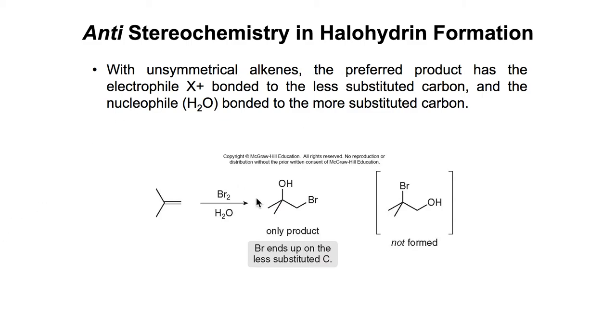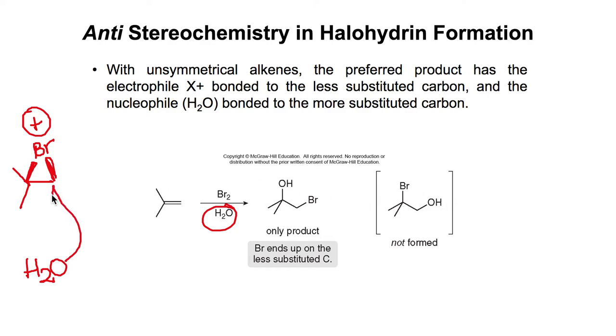When we have a halohydrin, the first step is going to be the formation of the bromonium ion. So for example, we will get this bromonium ion right there. Okay, now the second step is going to be the water attacking the bromonium ion. And that can happen in two different ways. The water could come and attack here, or the water could come and attack here.